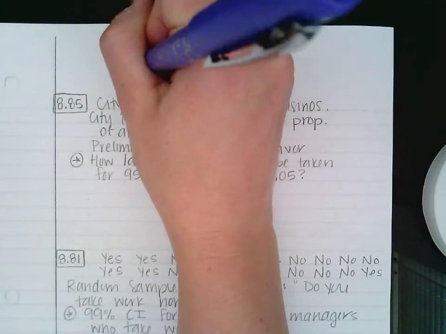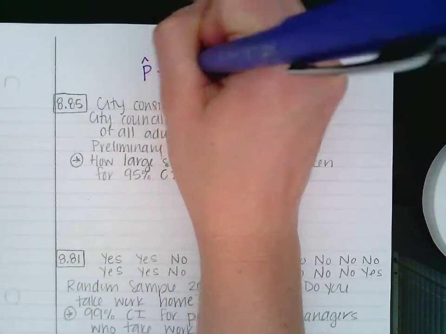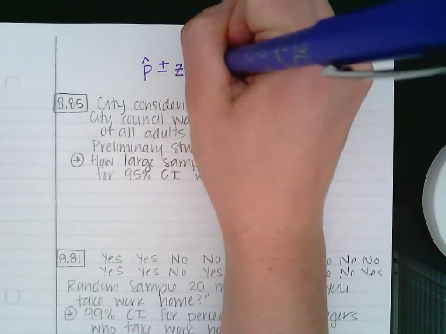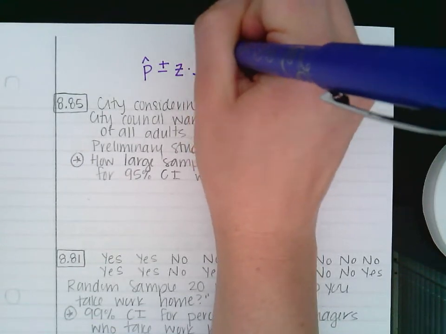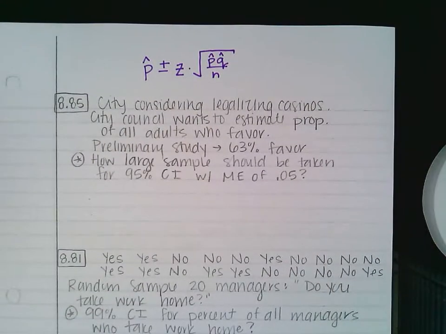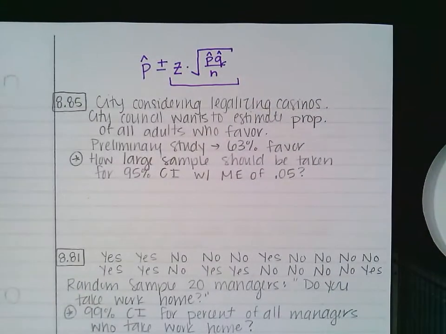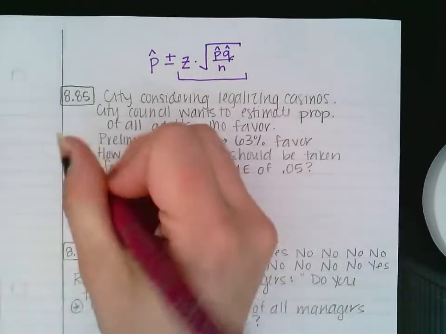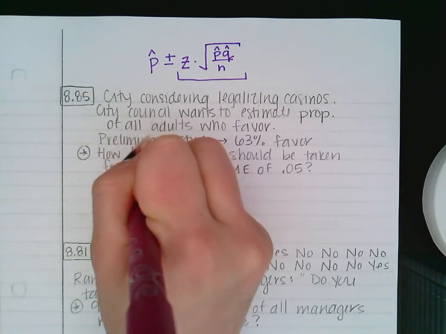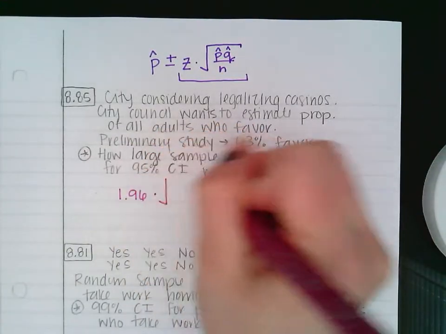And so remember, our equation is going to be p hat plus or minus still z, but our standard deviation uses the standard deviation for proportions here. And then this piece here is our error, right? That's what we're going to be using to solve this question. So let's set that up. A 95% confidence interval has a critical value of 1.96. And then I'm going to use that pilot study here.